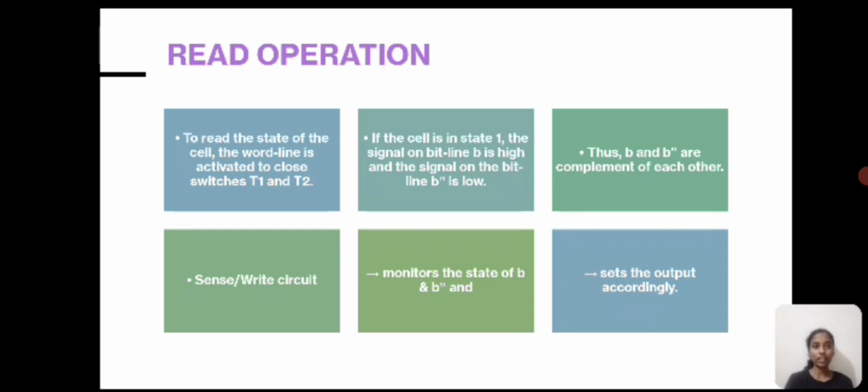Let us see about the read operation in SRAM. To read the state of the cell, the word line is activated to close switches T1 and T2. If the cell is in state 1, the signal on bit line B is high and the signal on bit line B double dash is low. Thus, B and B double dash are complements of each other. The sense or write circuit monitors the state of B and B double dash and sets the output accordingly.